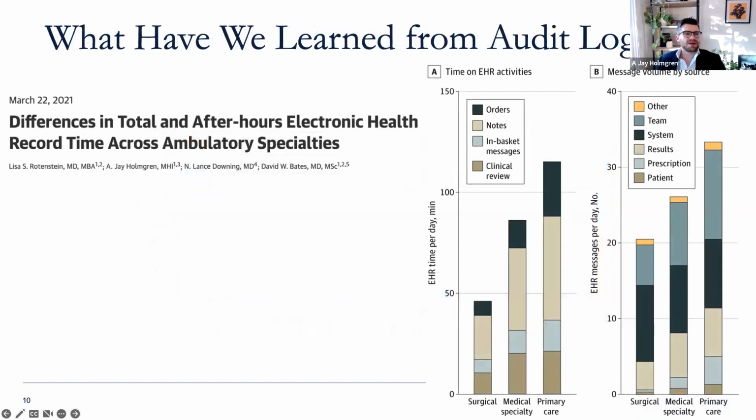So one of the things I wanted to talk about first is what have we learned already from EHR audit logs that we probably could not have done previously because we simply couldn't do the type of observational time and motion studies at scale. So here's a 2021 study looking at national data from Epic Systems. The focus of this paper was really who is spending that time in the electronic health record, who spends time by specialty. And we can see that surgeons spend the least amount of time and receive the fewest messages in their inbox. Then medical specialists, then finally primary care physicians really face the highest EHR burden.